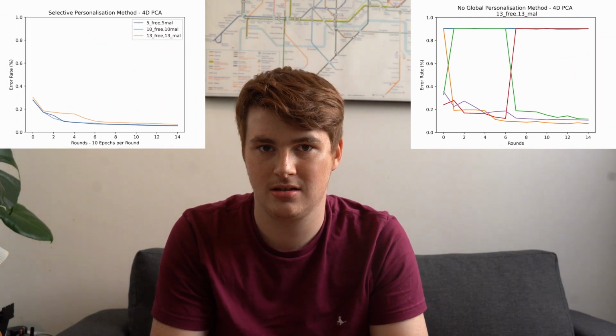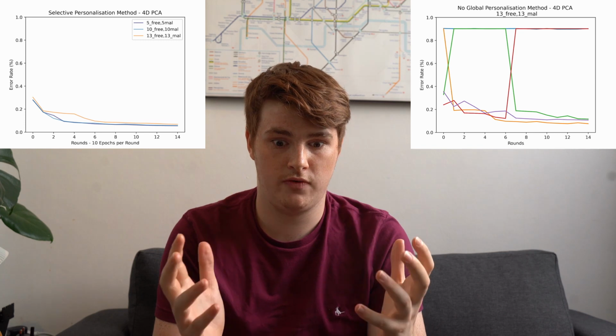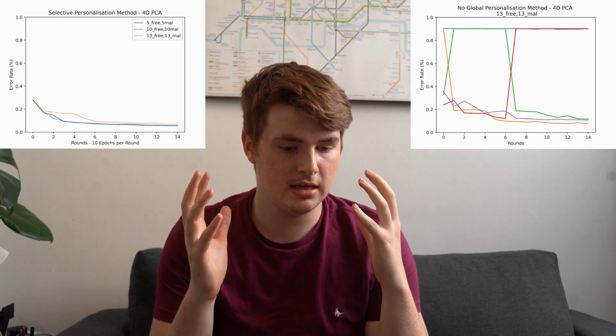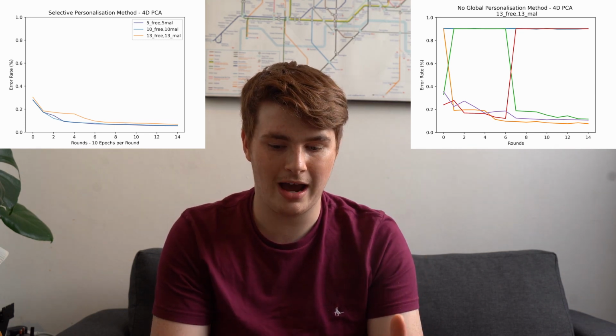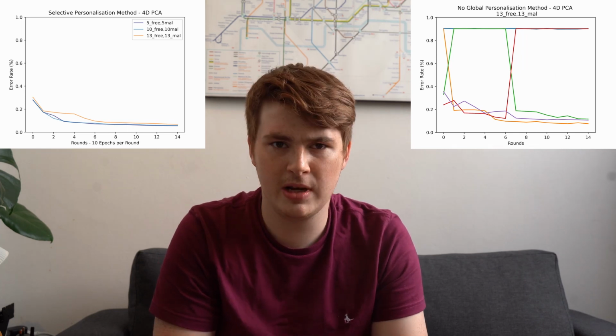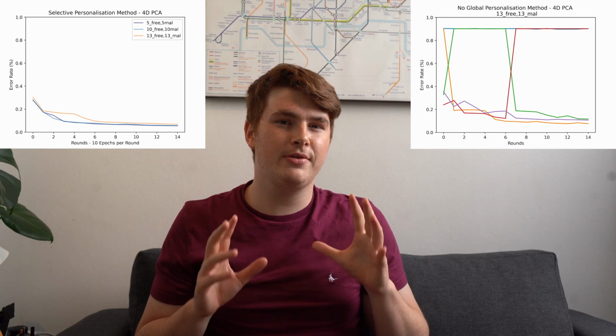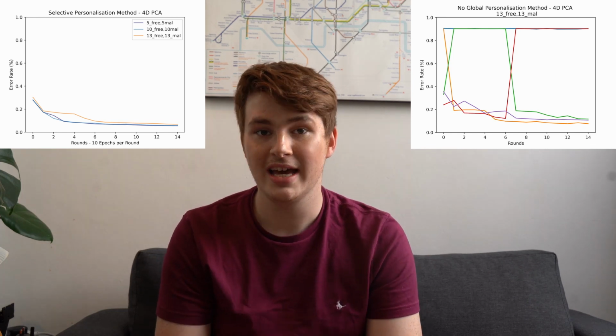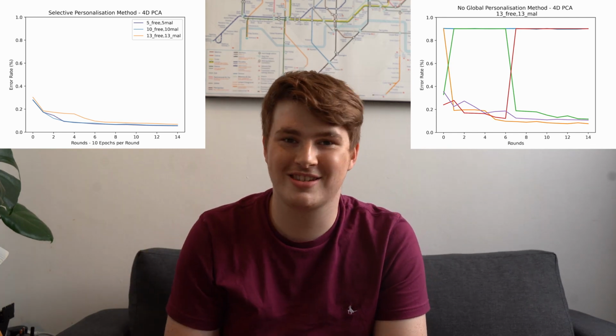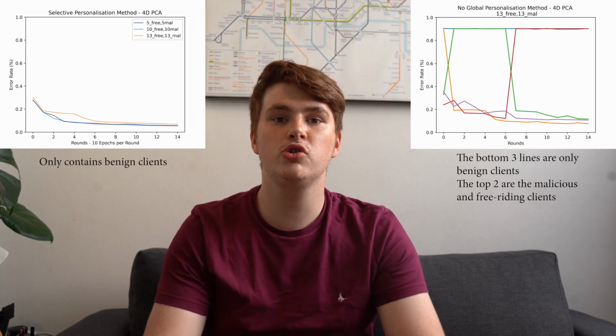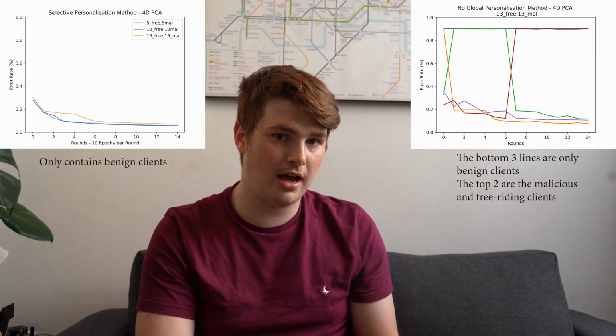Not only that, but even more wonderfully, it can handle a mixture of malicious, benign, and free-riding clients. This is wonderful because the goal of this was to help more robustly aggregate not just against malicious but also free-riding clients. And the perfect part with both the selective and no global method is that the free riders don't get a single useful good model. There is no other strategy right now that can do this.